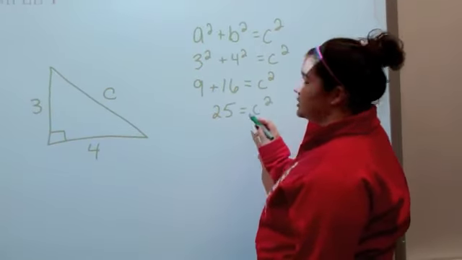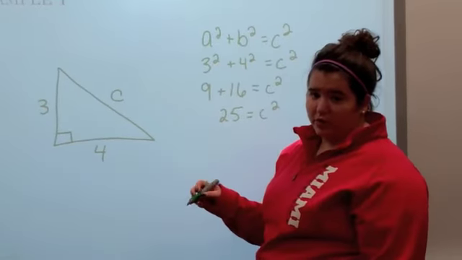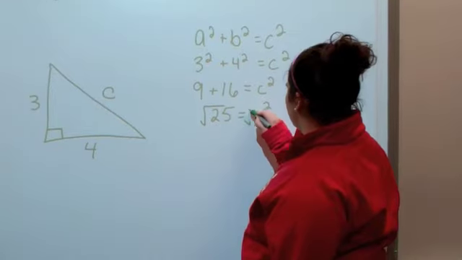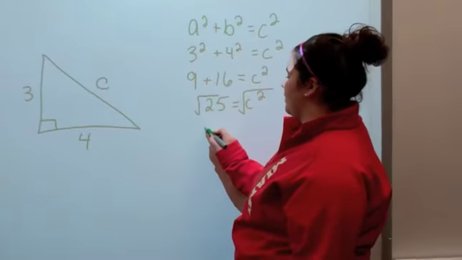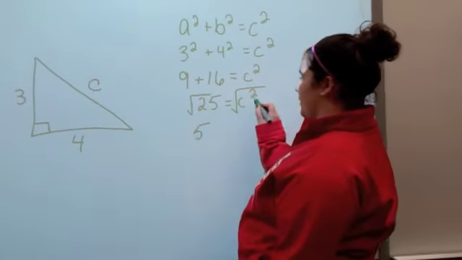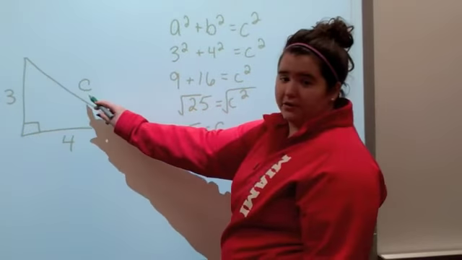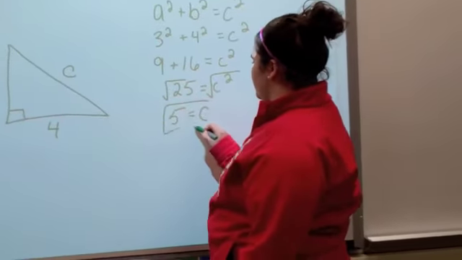So now, to solve for just c, we must find the square root of both 25 and c squared. So, the square root of 25 will give us 5, and the square root of c squared will just give us c. So, we have solved for our hypotenuse, which equals 5.